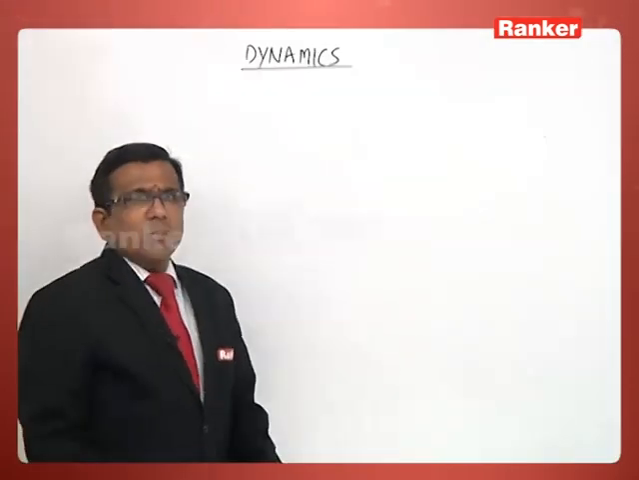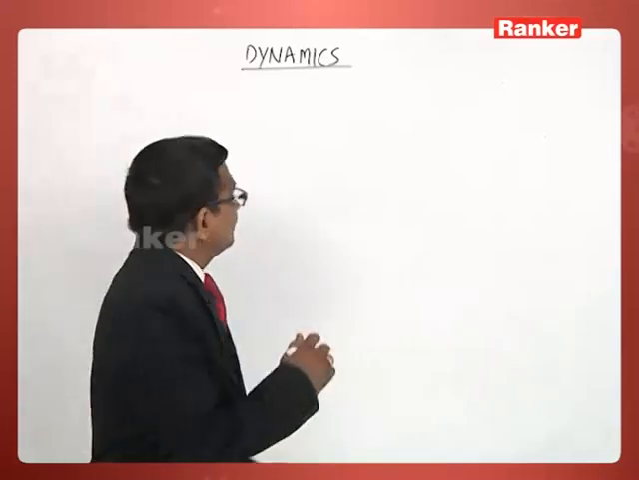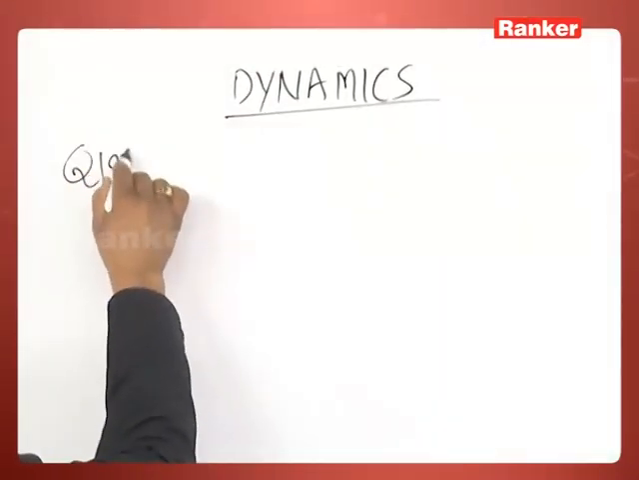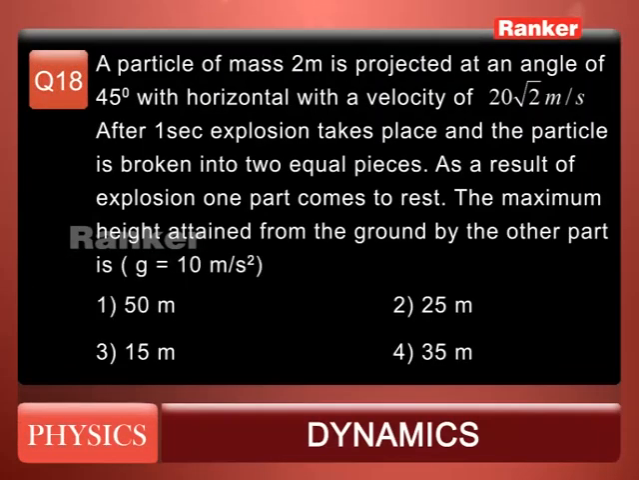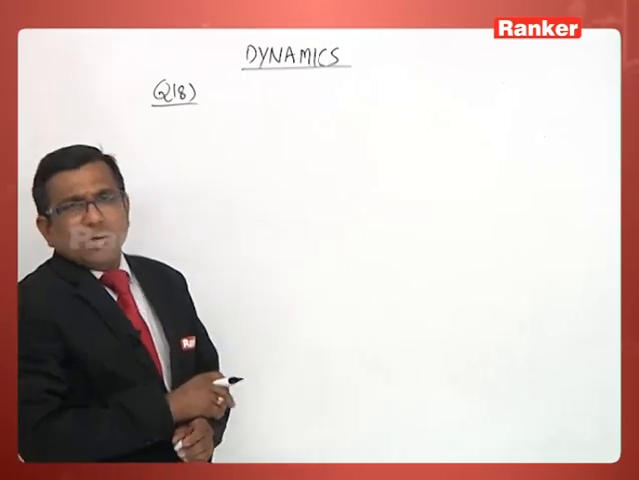Now let us see the next problem, problem number 18. The problem is: a particle of mass 2m is projected at an angle of 45 degrees with the horizontal with a velocity of 20 root 2 meter per second. After 1 second, an explosion takes place and the particle is broken into 2 equal pieces. As a result of the explosion, one part comes to rest. The maximum height attained from the ground by the other part is, with g value given. Let us see how to solve the problem.